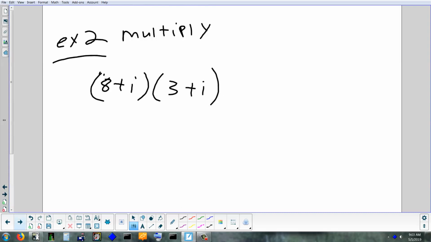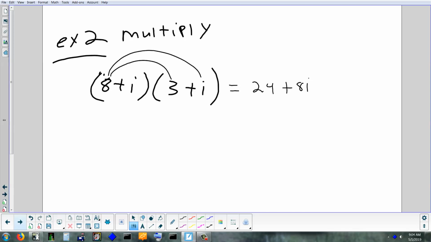So 8 plus i times 3 plus i. Okay. Jasmine, what would be the first two things I would multiply together here? 8 and 3. And Jose, if I multiply 8 and 3, how much would that give me? 24. Yep. So I get 24. Maddie, the next two things? 8 and i. Yep. So 8 and i, and she already did it. 8 times i, there's your 8i.